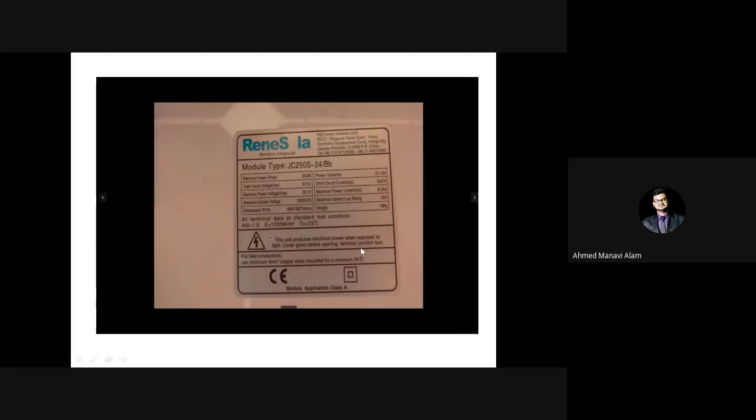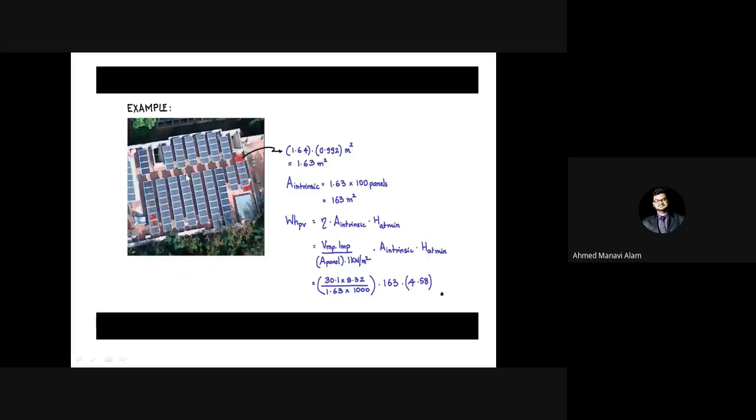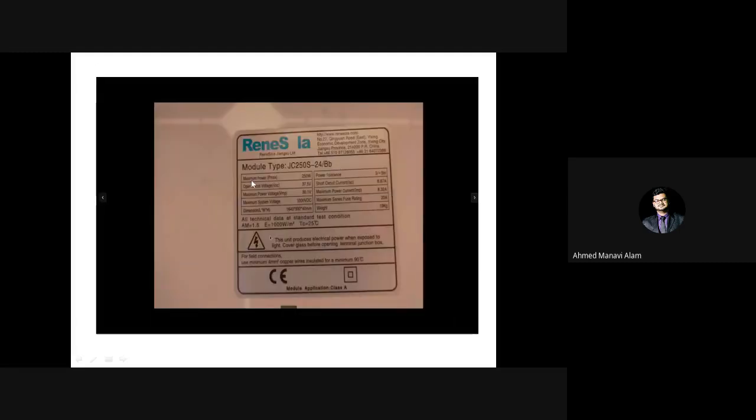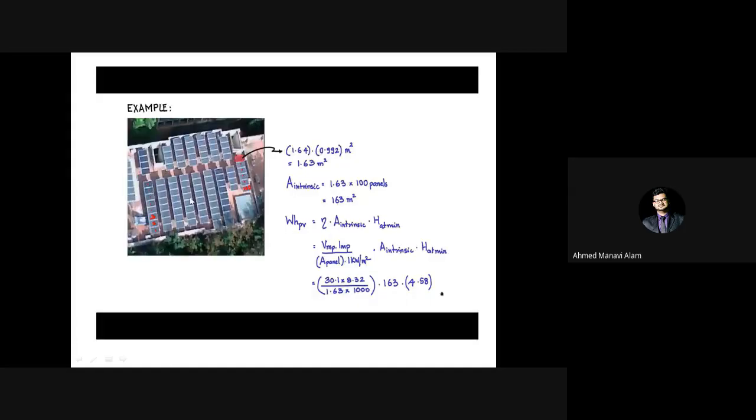In this math, they've asked how much power I will get from these PV modules or PV cells. The data sheet you are getting here is for a single PV cell. There are hundreds of PV cells here, and these things will be given in the question. If I ask you to find the area of a single PV cell, then what will you do?